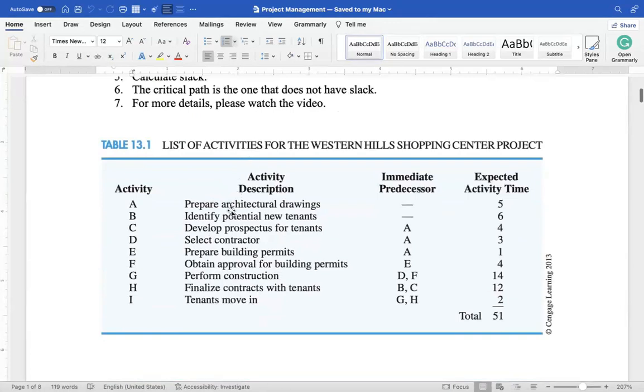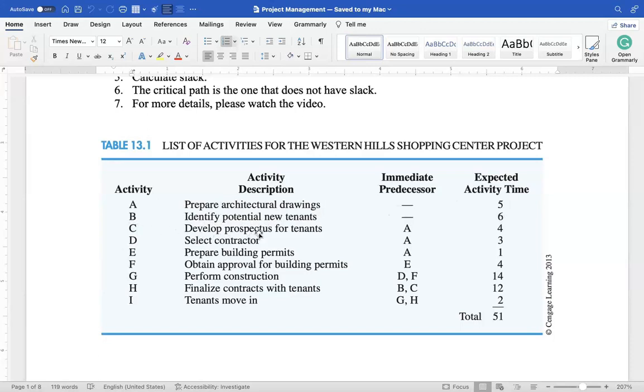In this table, there are different activities, for example, a list of activities for the Western Hills Shopping Center project. Activity A is about preparing architectural drawings, and this is the first activity. There is no immediate predecessor before that, and it takes about 5 weeks. Then there is activity B, identify potential new tenants. Again, there is no predecessor, and this activity takes 6 weeks.